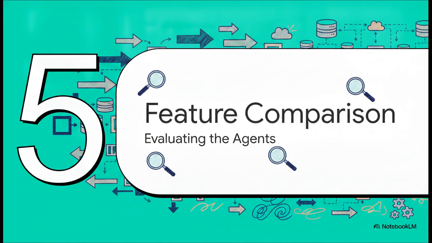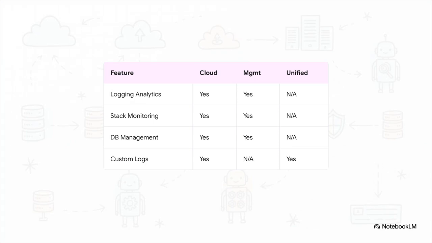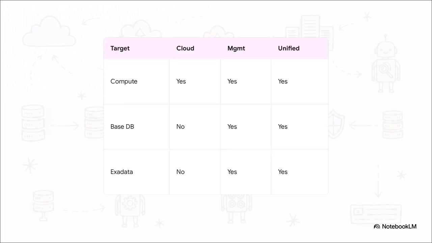Let's stack these up. Looking at core observability features, you'll see the Oracle Cloud Agent relies on its own plugins for basic monitoring and custom logs. But when we start talking about the really advanced stuff, logging analytics, stack monitoring, database management, the Oracle Management Agent completely runs the show. It's the only one that handles those deep advanced services. Meanwhile, the Unified Monitoring Agent is strictly dedicated to integrating custom logs into the logging service via a user principal.